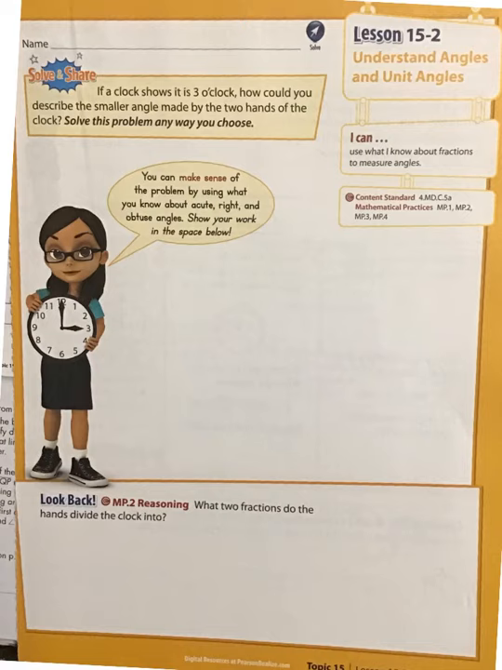Today we are going to learn about angles and unit angles. Let's do the solve and share together. If a clock shows it's 3 o'clock, how could you describe the smaller angle made by the two hands of the clock? Solve this problem any way you choose. Okay, take a minute and try to solve the problem.